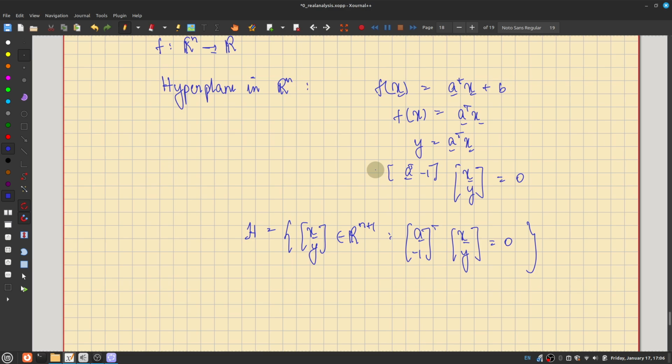So what can you say about this particular object? It's a solution set, but it's also a subspace, right? And what is the dimension of this particular subspace? What is the dimension of the null space equal to? What are the dimensions of this particular matrix? n plus 1. So the dimension of this null space should be n plus 1 minus the dimension of the row space or column space. What is the dimension of this particular row space?